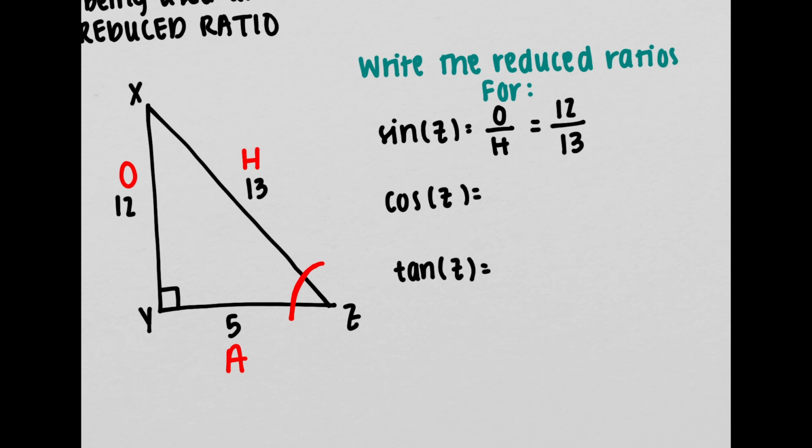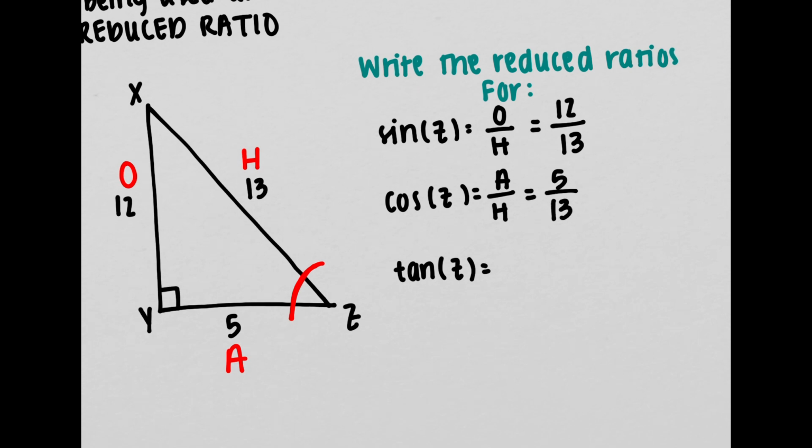The next one I'm going to do is cosine of z. Cosine, remember, is the one in the middle of the things to remember, and it's CAH. So that tells me that A is on top of my ratio and H is on my bottom. So when I look at my triangle again, my A side is 5 over my H side is 13.